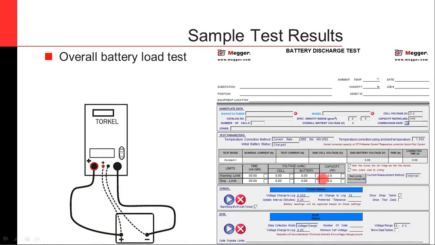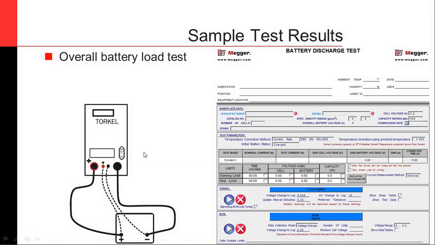This picture on the right-hand side is the first page of the form that you would use, where you can put in all the nameplate data of the manufacturer, what type of temperature correction method you are going to use, and then what kind of test currents I'm going to put in, what my end voltage are, what time duration, and then what my warning and stop limits are going to be based on voltage or capacity or time.